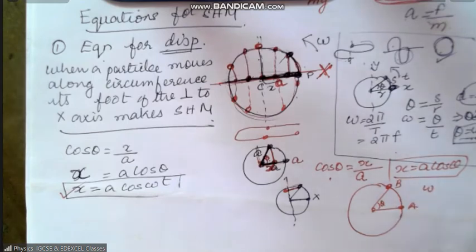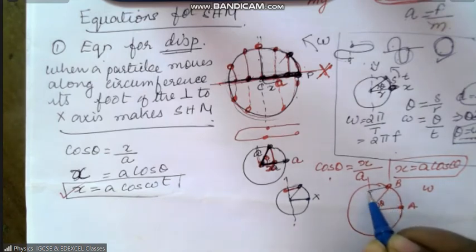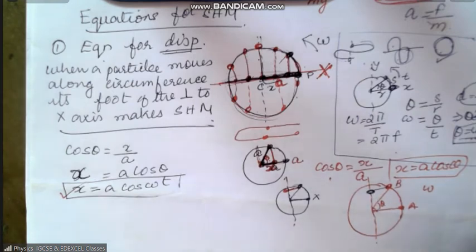Now what are we doing? Instead of taking the perpendicular on the x-axis, we are taking the foot of the perpendicular to the y-axis. This is also making simple harmonic motion.